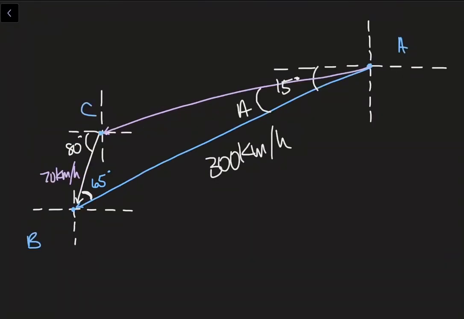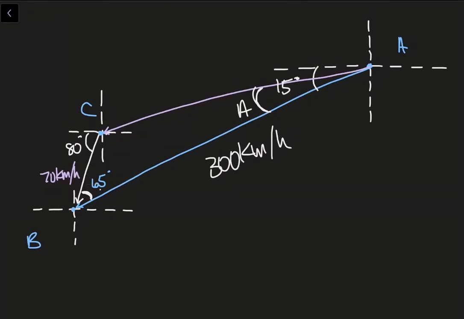Okay, so now that we found this angle, 65 degrees, we can find our airspeed, which is going to be this purple line here. Okay, so I've labeled the angles. I call this one angle A, I'll call this one angle B, and I'll call this one angle C.